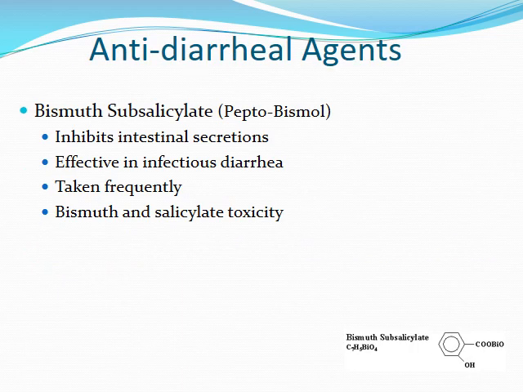Bismuth subsalicylate or Pepto-Bismol is also going to be useful as an antidiarrheal agent. It helps to inhibit some intestinal secretions. You'll see it oftentimes utilized for infectious diarrhea, especially things like E. coli or Salmonella, and usually it has to be taken somewhat frequently throughout the day. Just remember that it does have a salicylate content to it, so you do want to avoid that, especially if patients are taking other sources of aspirin.